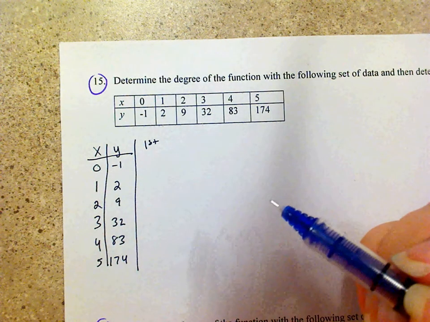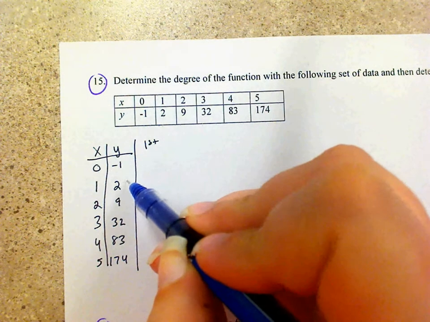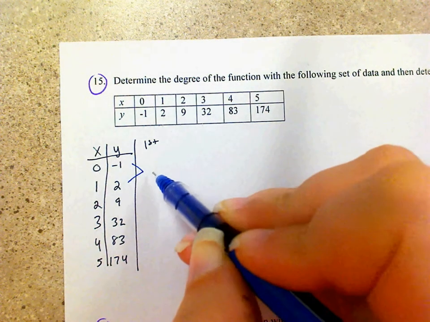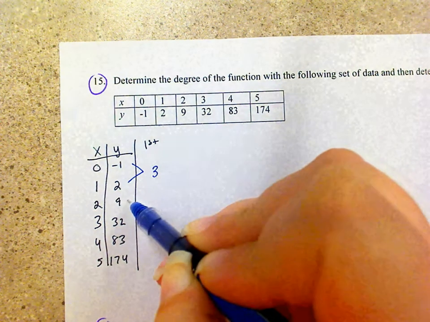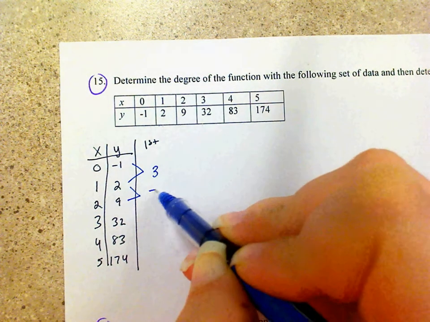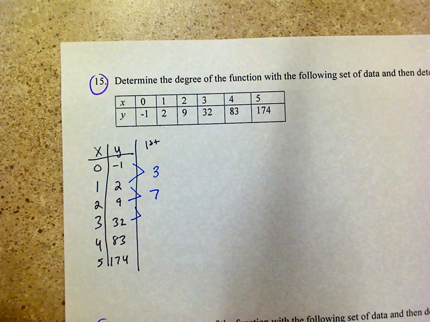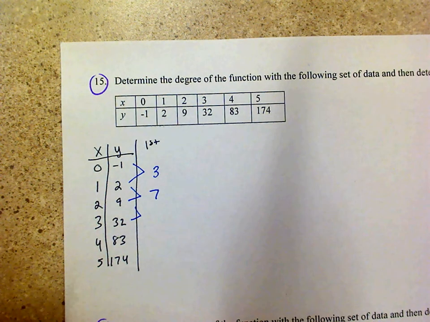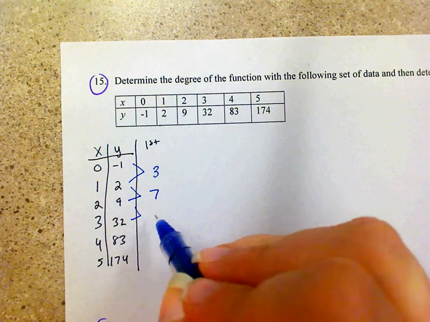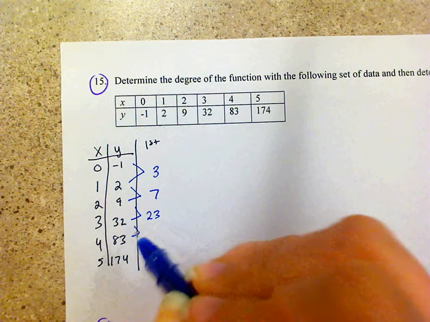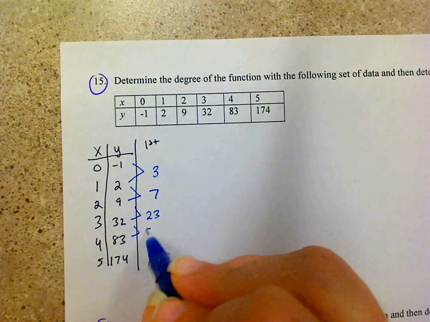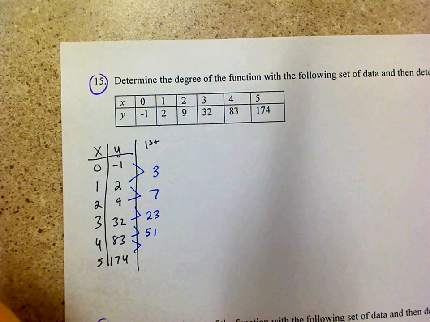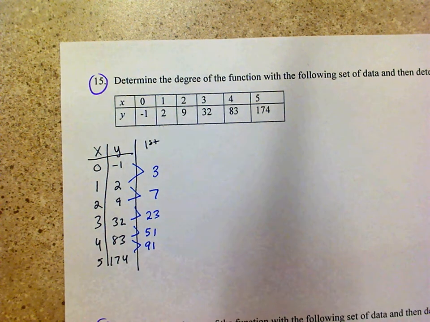So what is 2 minus a negative 1? Well, that's the same thing as 2 plus 1, which is 3. 9 minus 2 is 7. Okay, 32 minus 9. This is going to be in the calculator portion. So 32 minus 9 gives you 23. 83 minus 32 gives you 51. And 174 minus 83 is 91. Okay? So we find our second set of differences.